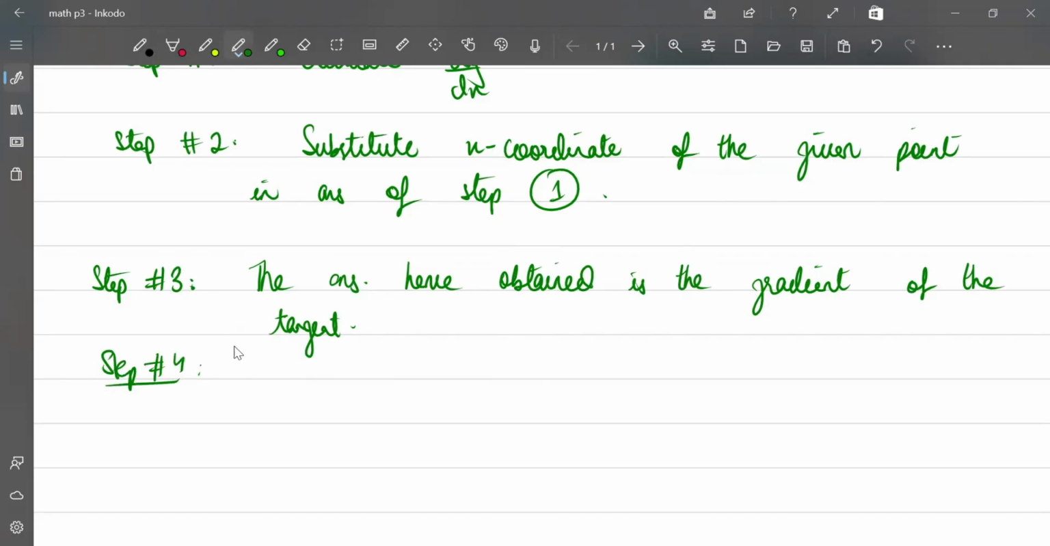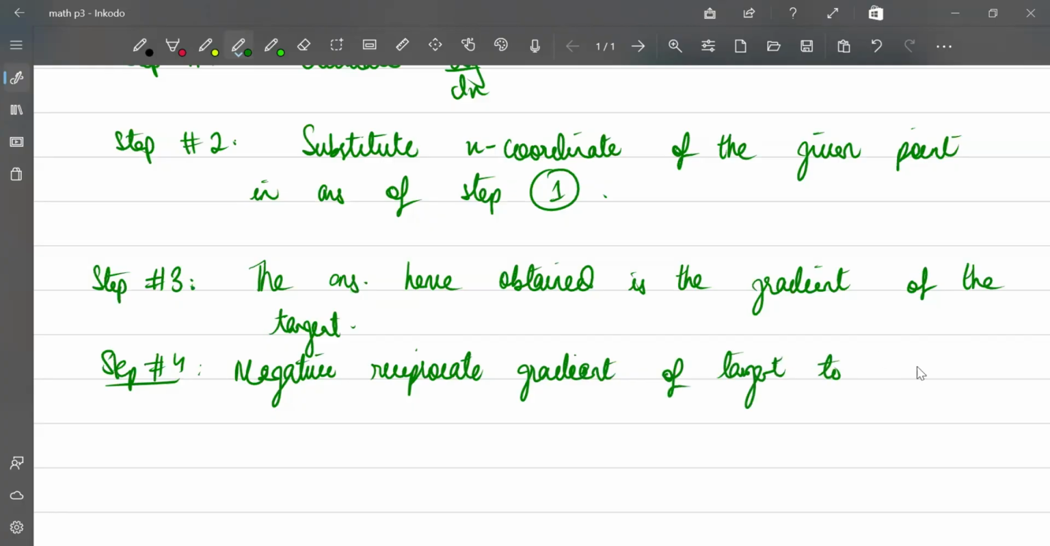All right. So we will just write it negative, reciprocate the gradient of tangent to obtain the gradient of normal.